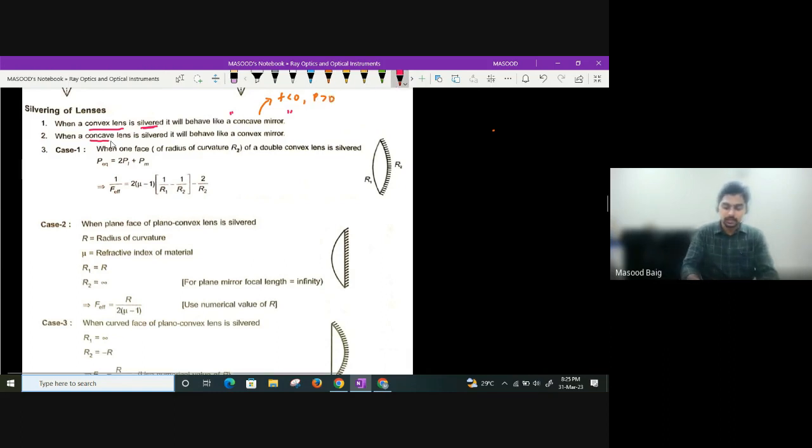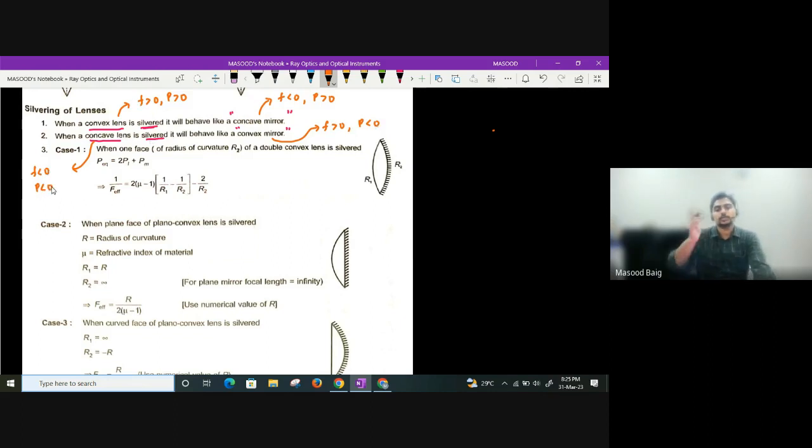Whereas if you take a concave lens and silver it, it is going to behave as a convex mirror. So always remember, a convex mirror will have positive focal length and negative power. In the same manner, a lens will also have a second focal length, but from the NEET point of view it is not required. For a convex lens, focal length is positive and power is also positive, whereas for a concave lens, focal length is negative and power is also negative. Clear, all of you? So a silvered convex lens behaves as a concave mirror, and a silvered concave lens behaves as a convex mirror.